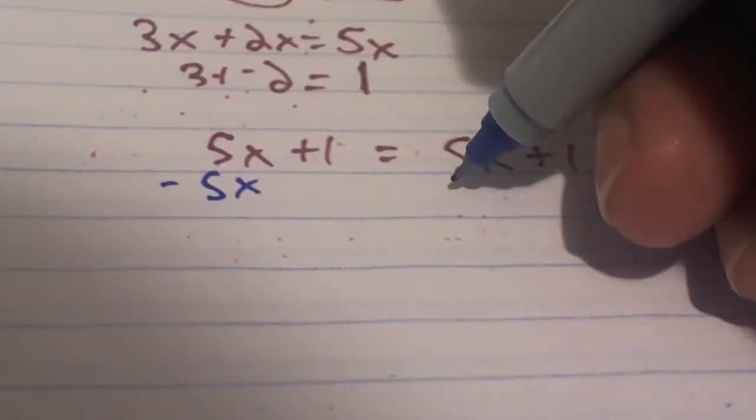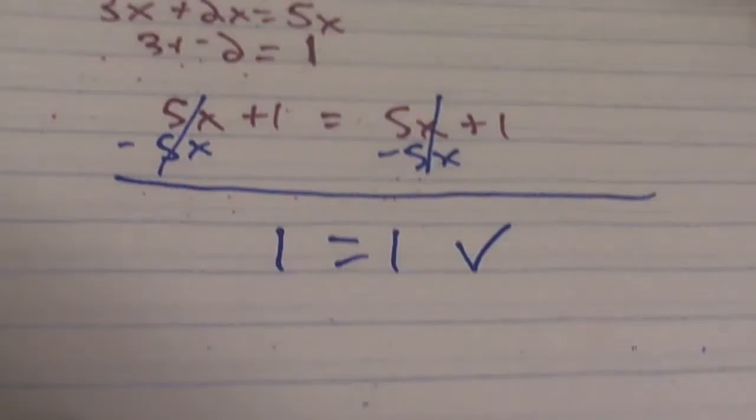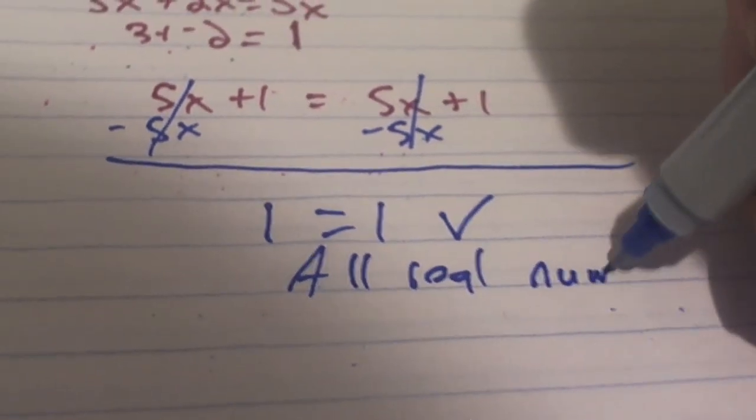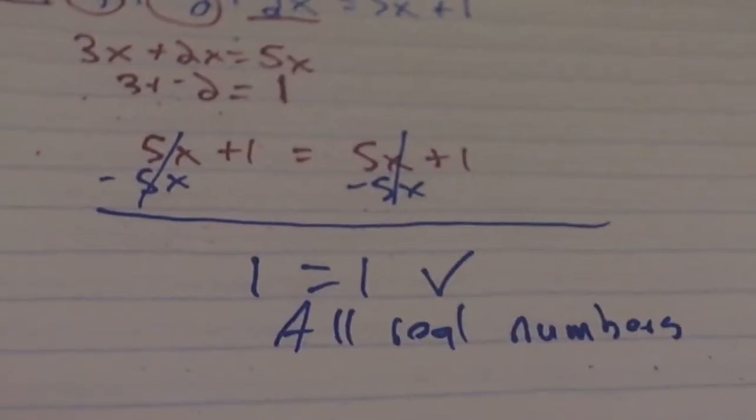Well, let's just do it again. So it's minus 5x, minus 5x. Cancel out. So it's 1 is equal to 1. This is true. So there is all real numbers. Once again. Okay? That was all 5 problems.